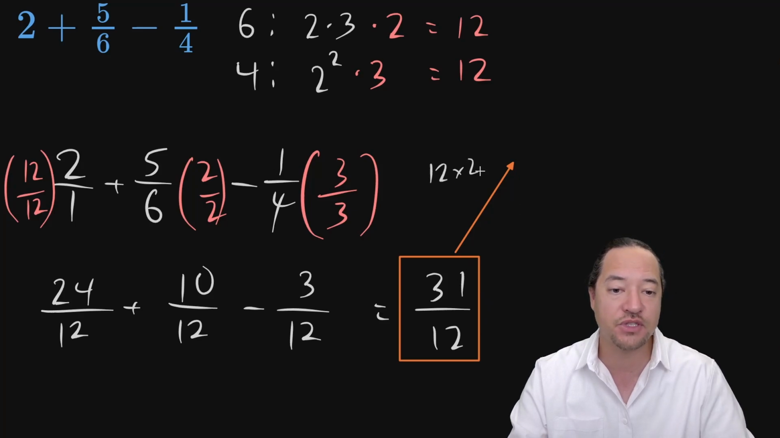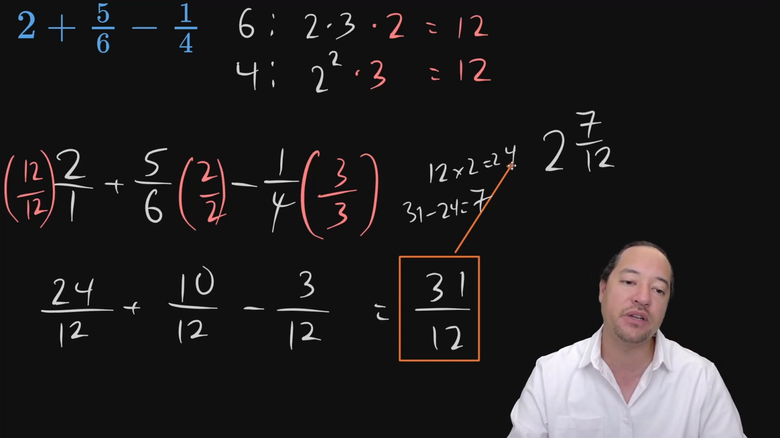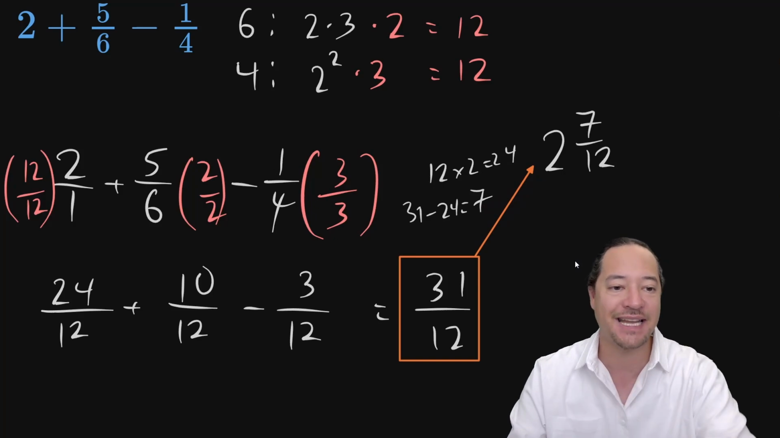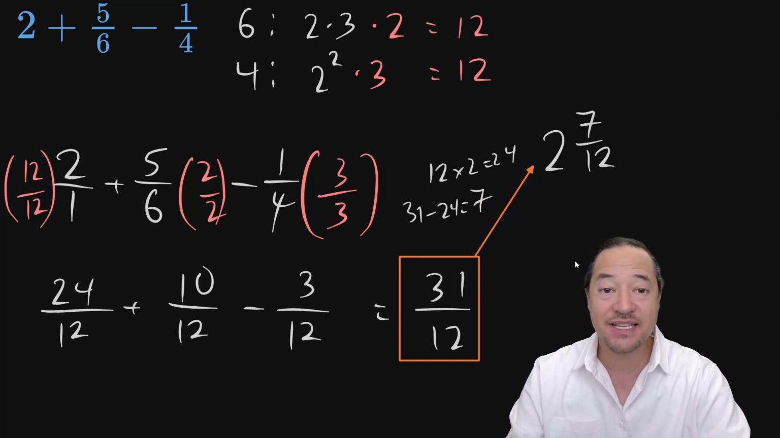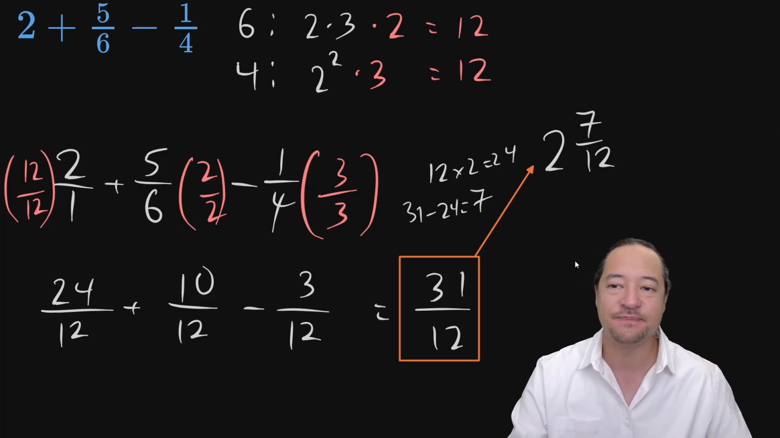So 12 times 2 is 24. And so then 31 minus 24, well, that's going to be 7, right? So we can think of this as 2 and 7 twelfths, right? So that's another way we could think about this answer, but I kind of prefer it as 31 over 12. All right, so let's take a look at the next problem.